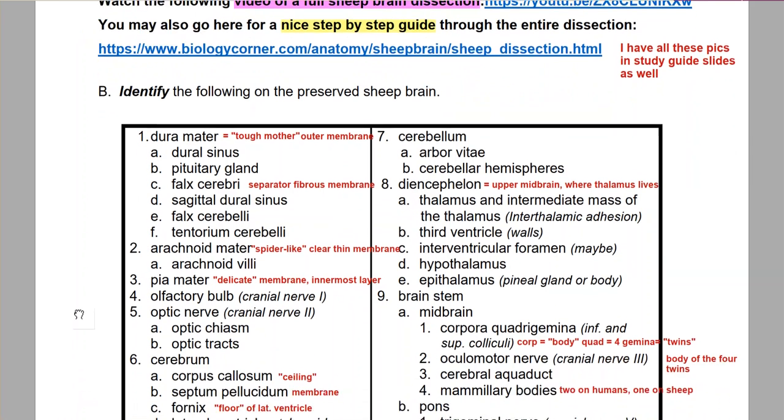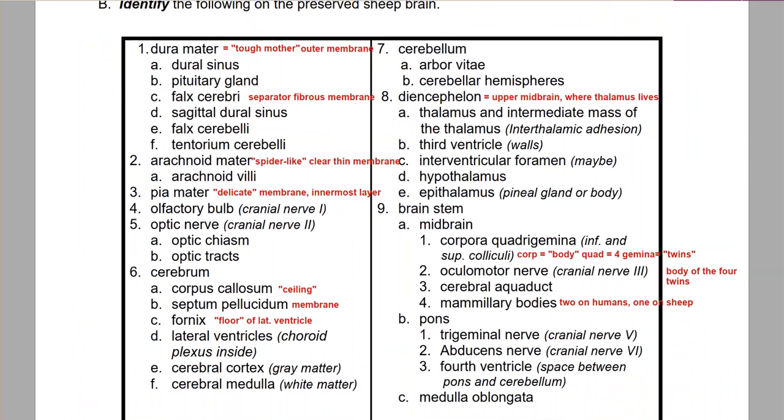And then here we just go through the vocabulary a little bit. Some of this vocabulary you can see on the diagram and on the video, the sheep video. Be prepared to see pictures from that biology corner guide on a test. Dura mater, arachnoid mater, and pia mater are the meninges, or the layers of wrappings around your brain and spinal cord, and both your brain and spinal cord have all three layers.